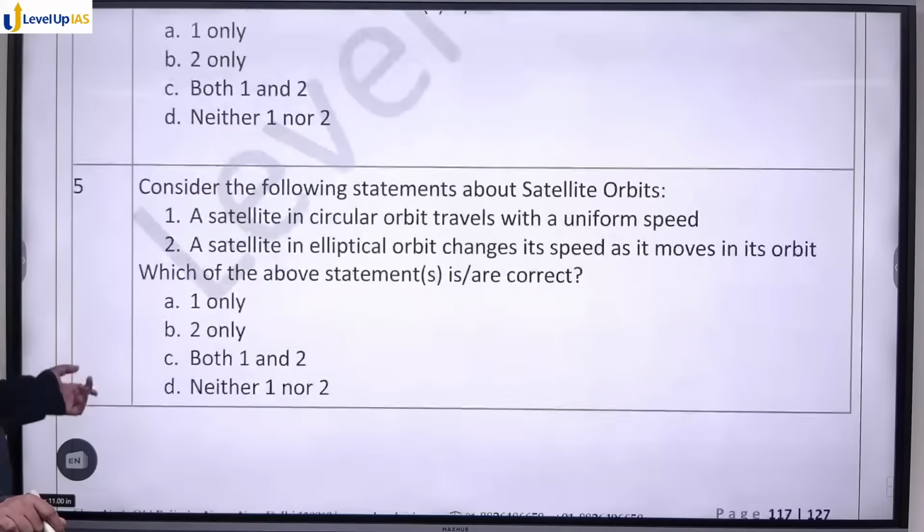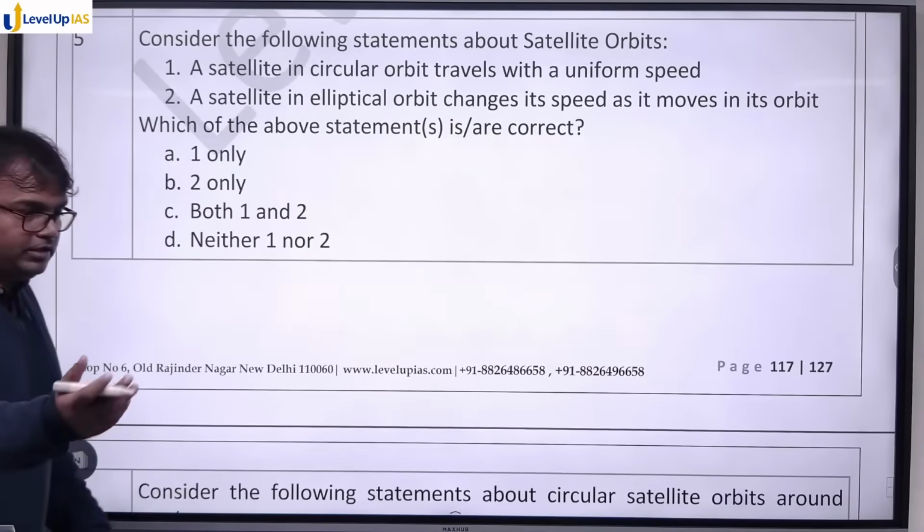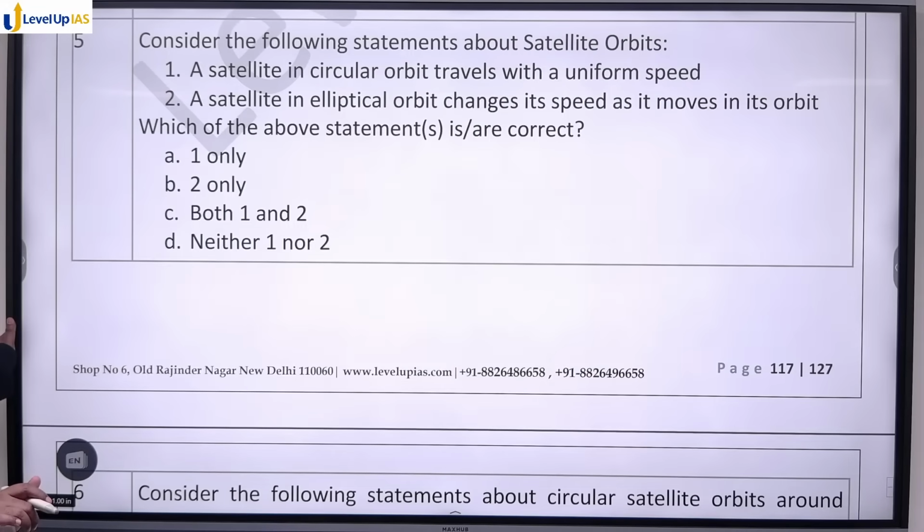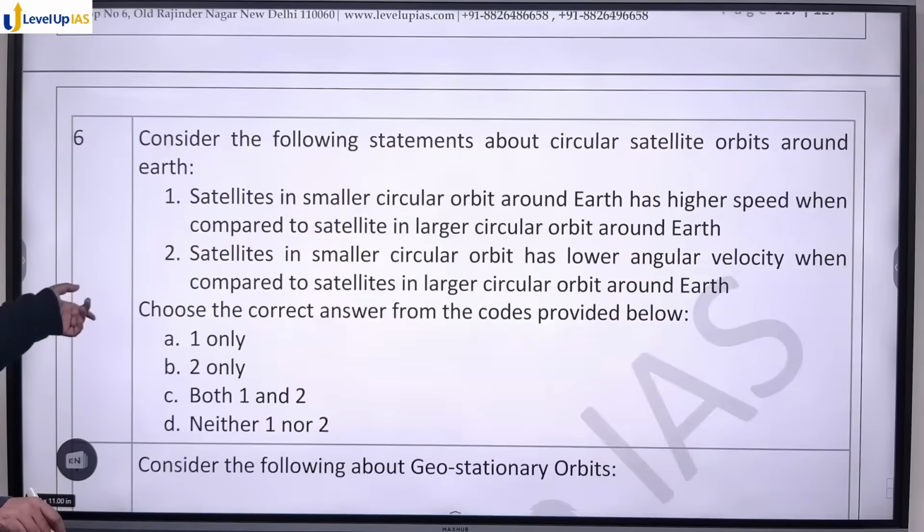Okay. 5. Question number 5. Consider the following statements about satellite orbit. A satellite in circular orbit travels with a uniform speed. Okay. A satellite in elliptical orbit changes its speed as it moves in its orbit. Yes. Both are true. Both are correct. C. Fifth ka C. Question number 6.